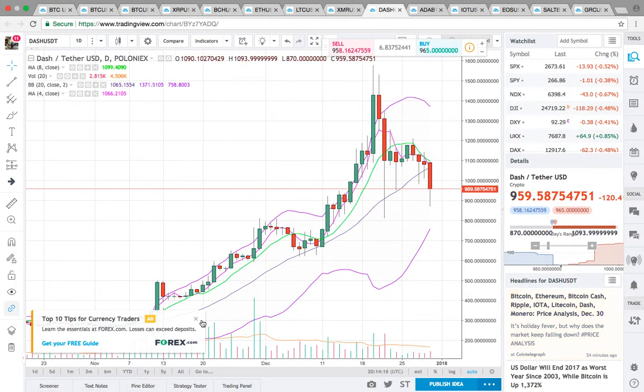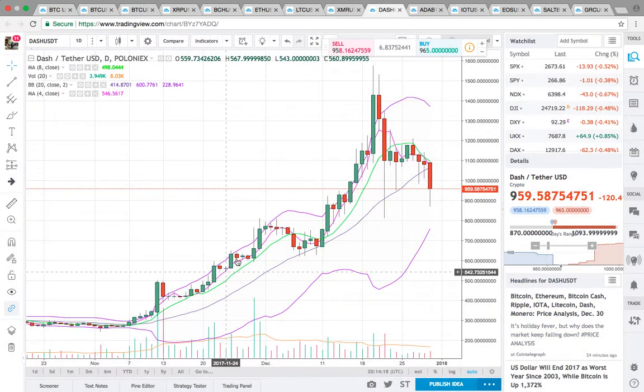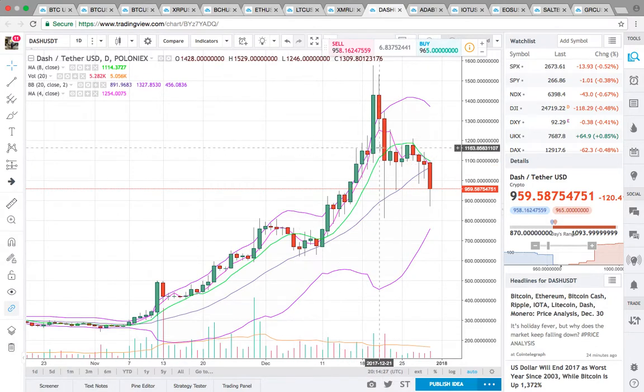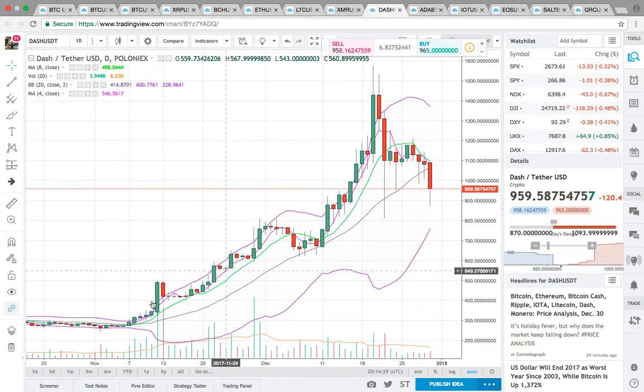Okay, let's look at Dash. Okay, Dash, D-A-S-H. This will be the last chart in this video, and this is the last cryptocurrency I'll be looking at. And so this has the breakdown as well. Notice it had a similar pattern to Monero. They were following the same type of pattern.